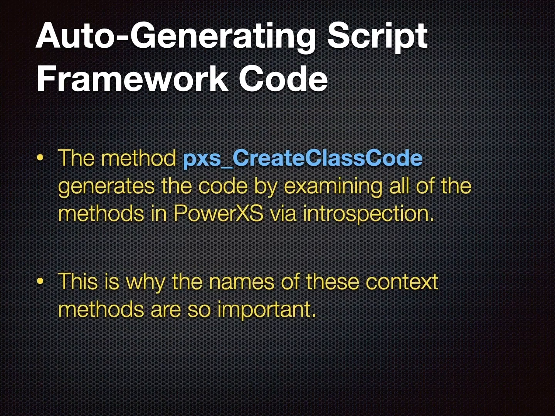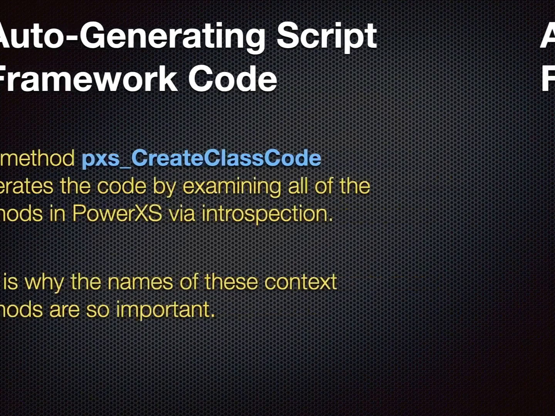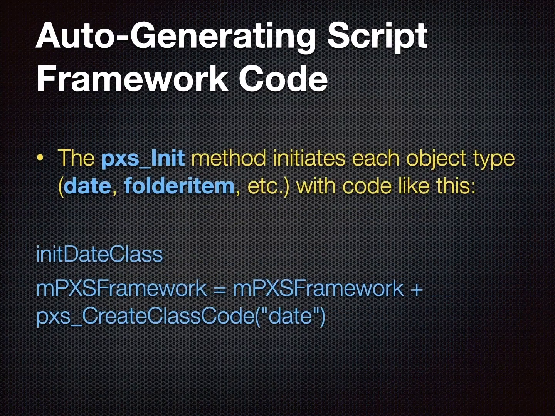So in PowerXS, I have a special routine called PXS_CreateClassCode, and this is what actually generates the code for that object. This is the code that's going to be embedded into the XojoScript that gives it the definition of that class. That routine is the one that does the introspection and looks at what's actually defined in your context object, and then it generates that. To work with that, it's very simple. You have a routine.